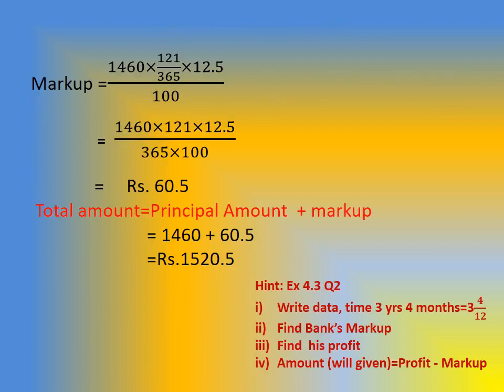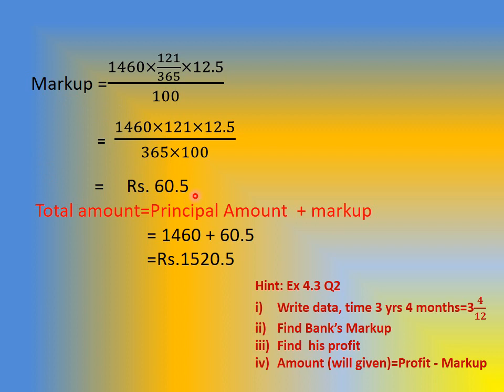Now put the values in this formula: this is the principal amount, this is time, this is rate, and after simplifying all these numbers, you will get rupees 60.5. So this is the value of markup.